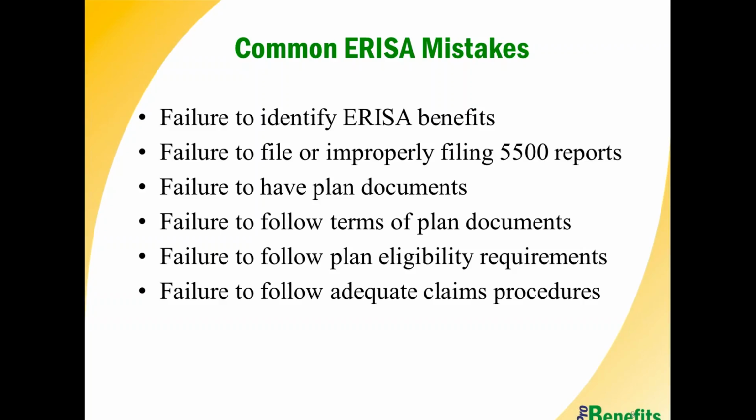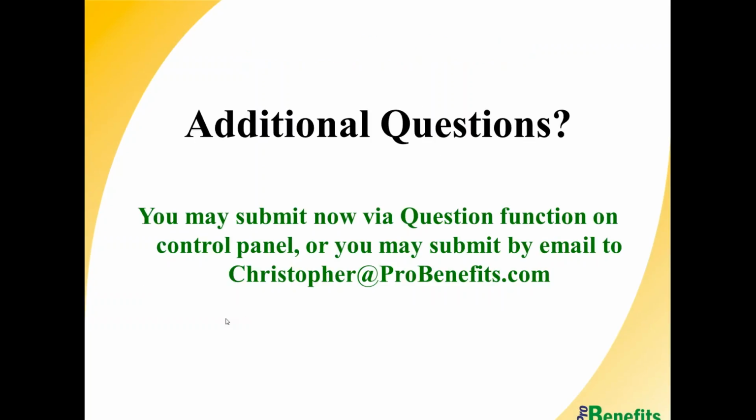And then finally, failing to follow adequate claims procedures is another common mistake, whether that be not providing a reason why a particular claim was denied or not notifying the participant about their appeals rights. So that's basically a summary of some common ERISA mistakes and concludes the substantive portion of the presentation today.